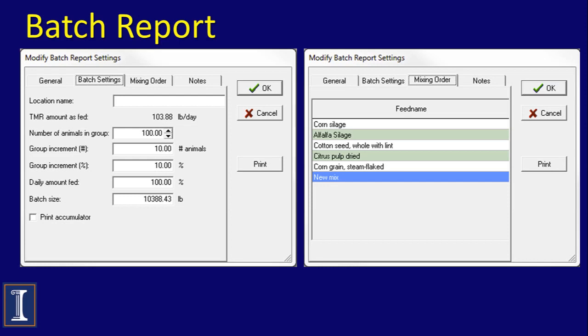So now I can go in and actually have the computer tell me how to make a batch for more or fewer cows. I can pick whatever group increment I want. In this example, it's a 10 cow differential. That could be 2 cows, it could be 1 cow, it could be 20 cows at this stage of the game. And then I check OK, and away we go.